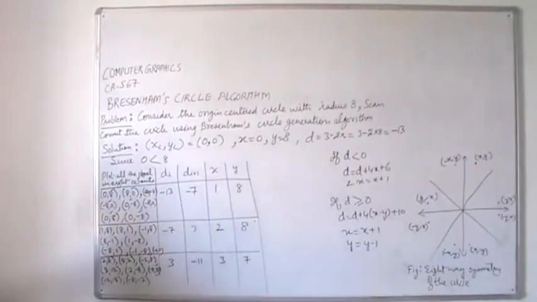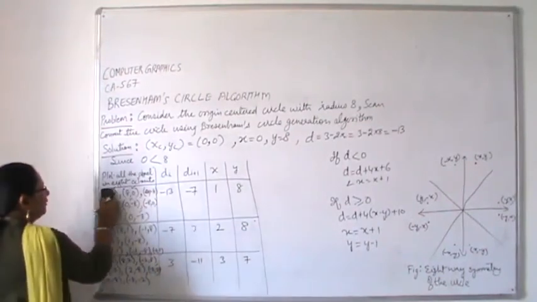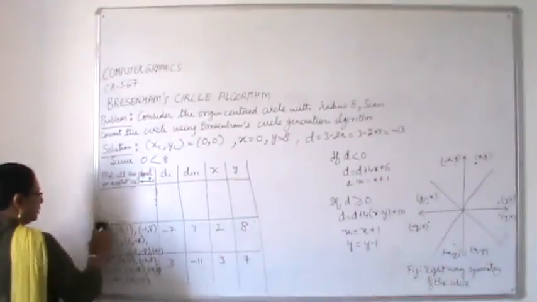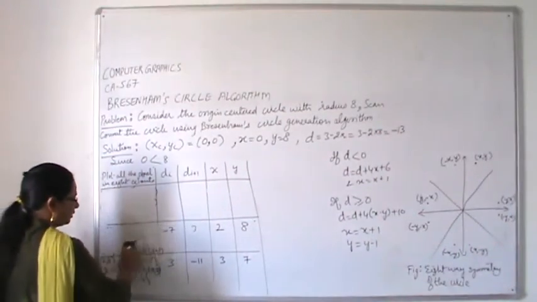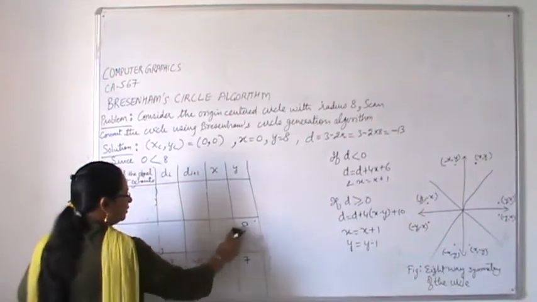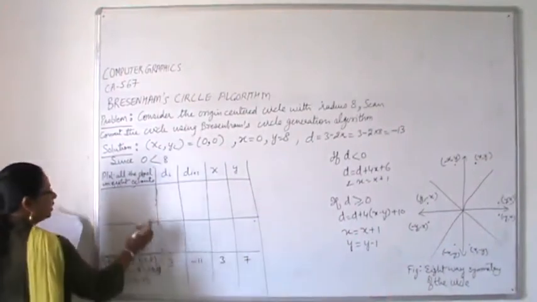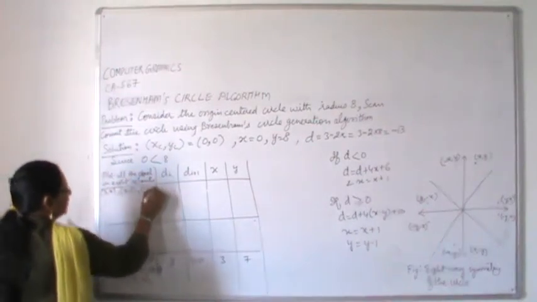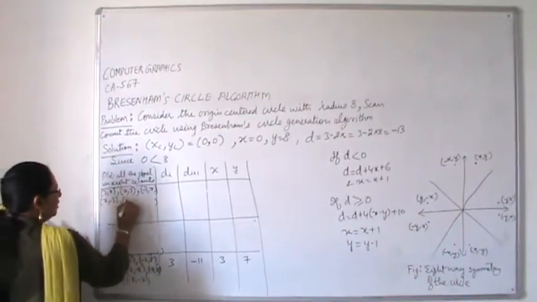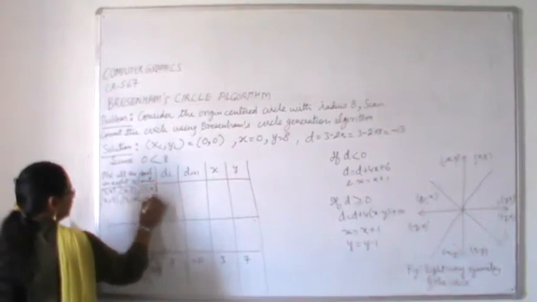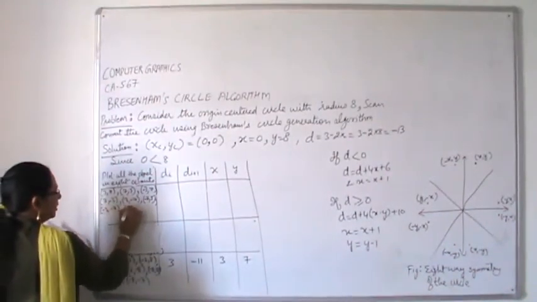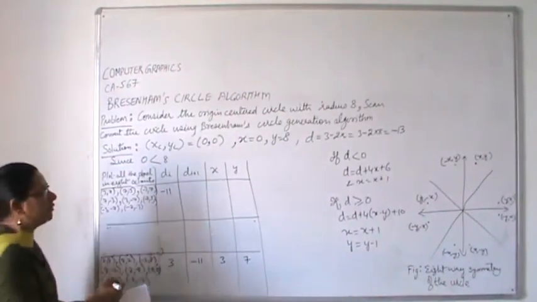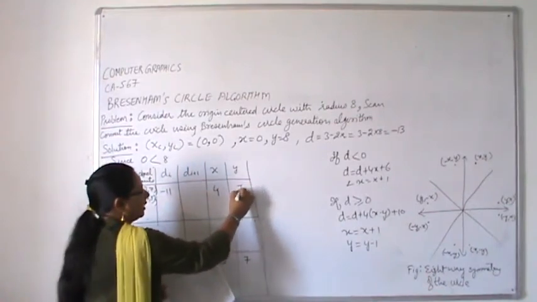Now the next point that we have to plot is (3, 7), (7, 3), (-3, 7), (7, -3), (3, -7), (-7, 3), (-3, -7), (-7, -3). So these are the points that we have to plot. And now the value of di will be -11, that is less than 0. So we have to increment x by 1, that is 4, and y will remain as it is.